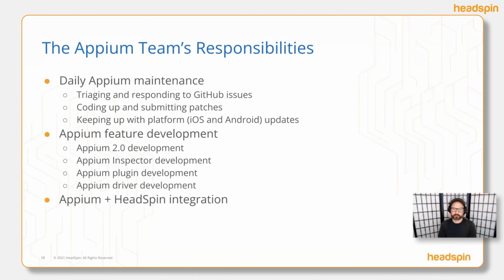So for most of HeadSpin's history, it's supported Appium for iOS and Android, but we want to support Appium for Tizen TVs and Roku channels and things like that. And so we need a different architecture and a different way of making all that work. And so Kazu's been doing that a bunch.